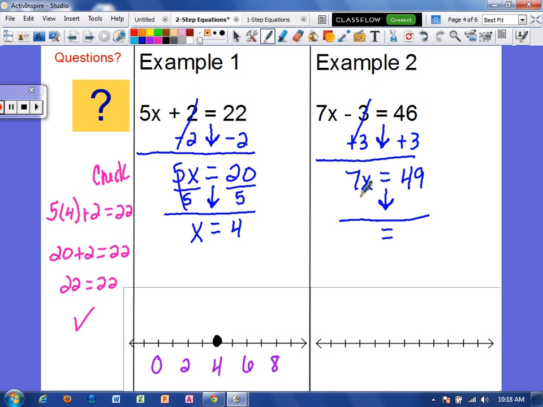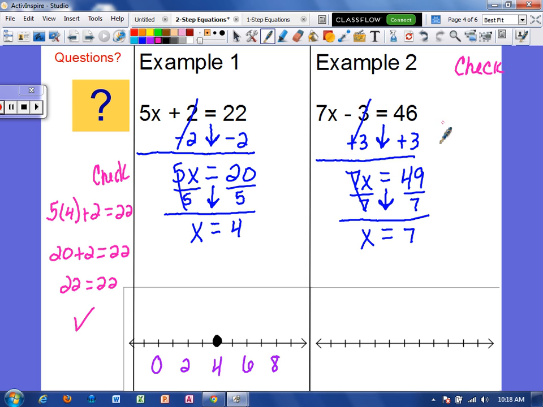The inverse of multiplying by 7 would be to divide by 7. 49 divided by 7 is 7. 7 divided by 7 is 1. So we are literally left with 1x. So x equals 7. Now I want to check.